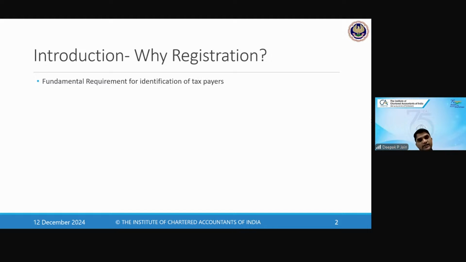Okay. Now, why registration is required? First is a fundamental requirement for identification of a taxpayer. How will the government know who's a taxpayer or who's not a taxpayer? So to identify that, it is mandatory to take registration. So first thing is it is an identification of taxpayer.